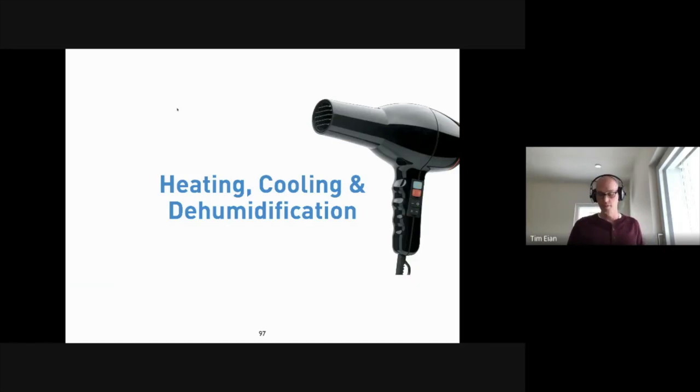So heating, cooling, dehumidification. I show the hairdryer. Why? Because in all of our passive house designs at the residential scale, that gives you an order of magnitude of what it takes to heat the home on the coldest day of the year. The house that I'm in right now can be heated with 2.5 hairdryers going at the same time on the coldest day of the year.